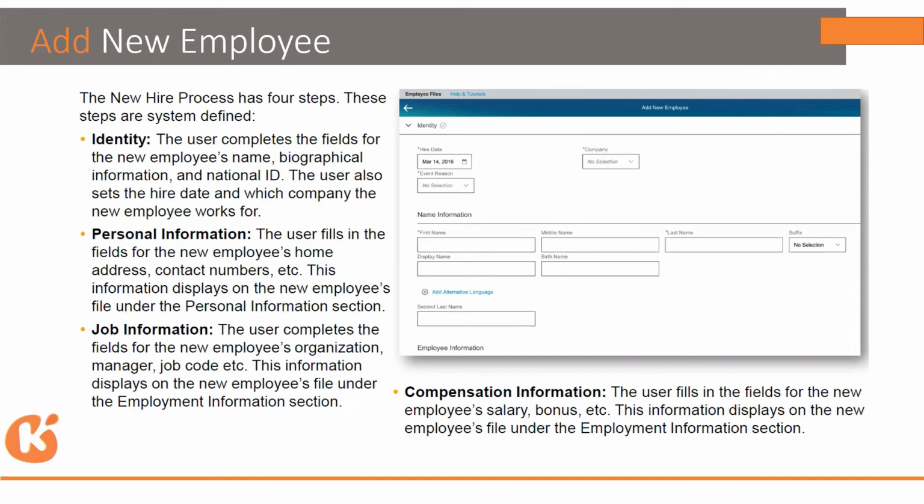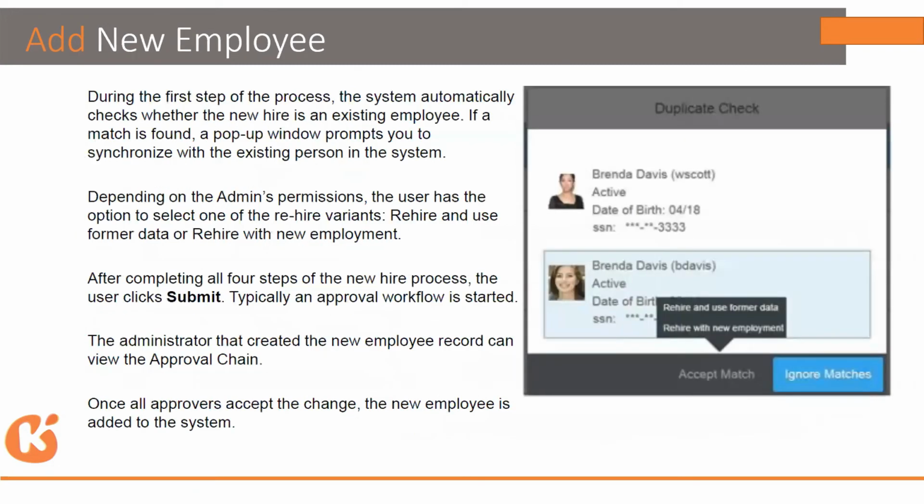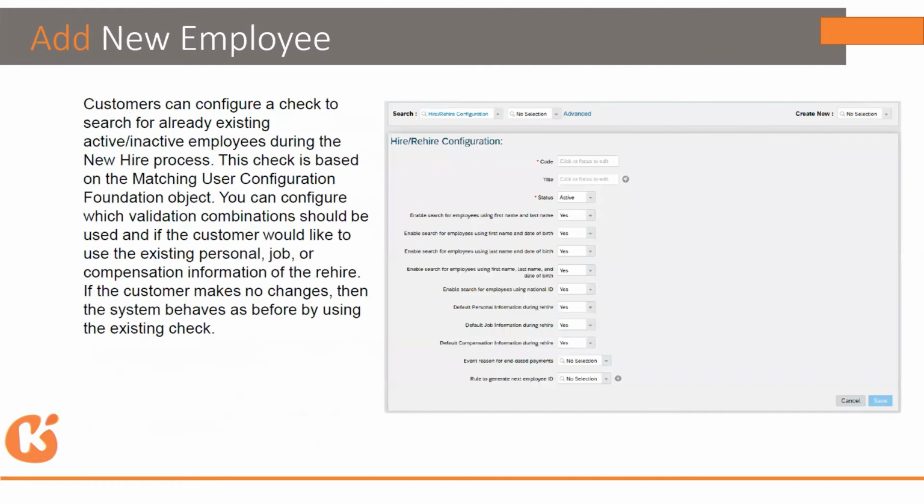Once you fill all those details, you can see if there is a duplicate. The system will also prompt you that this employee is a duplicate. You can accept this match, or ignore this match if it is not a duplicate. Also, you will see there are certain settings which you have to do for rehiring, for your title, and all these configurations which have to be there. So you will do all these details here.